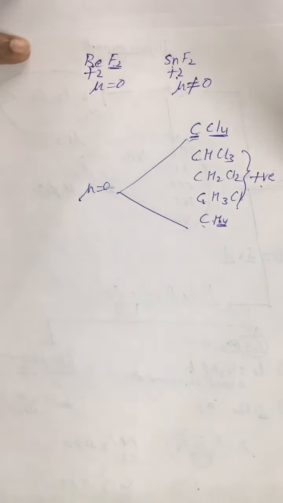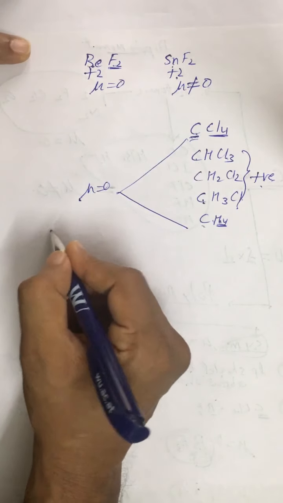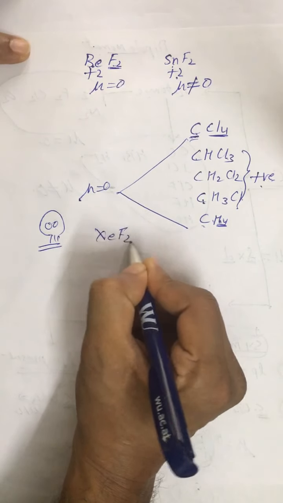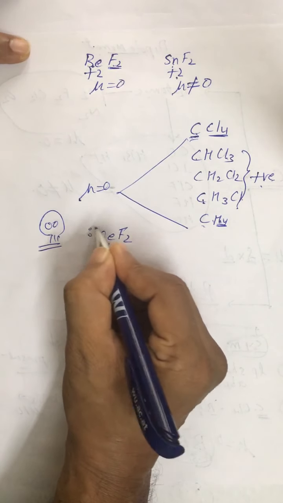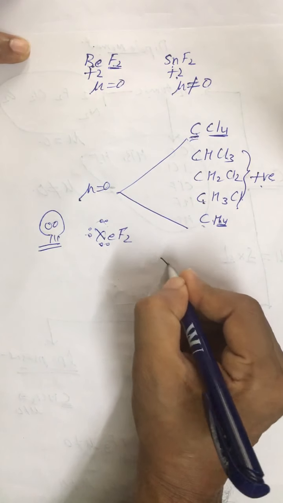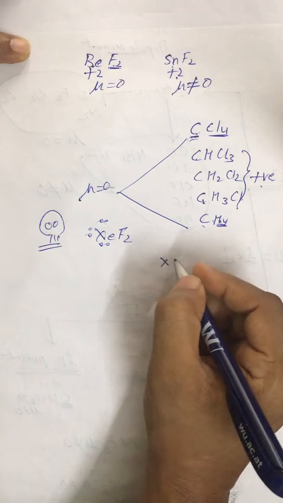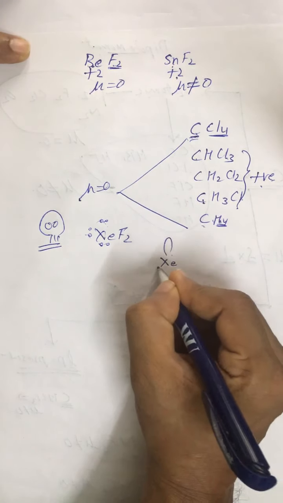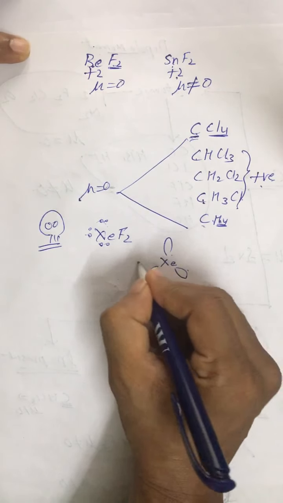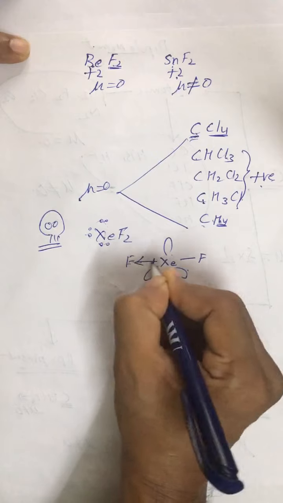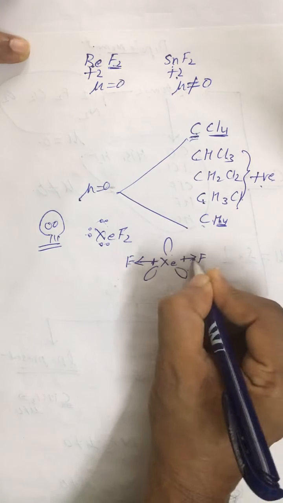And two exceptions you must remember. These two exceptions are XeF2. In this case, though LPs are present, these LPs are arranged symmetrically. If you look at the XeF2 shape, this is LP, LP and LP, and this is fluorine. So this is symmetric. The dipole moment of this bond is completely cancelled by this bond.